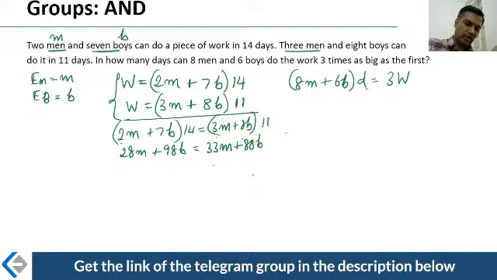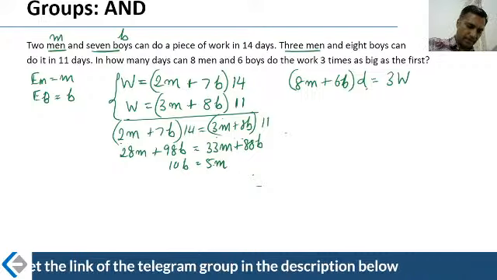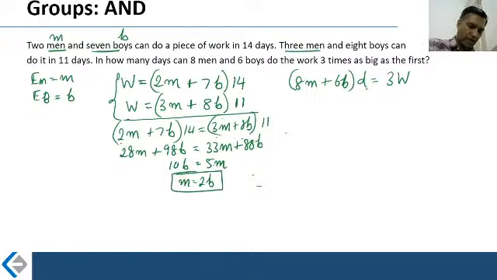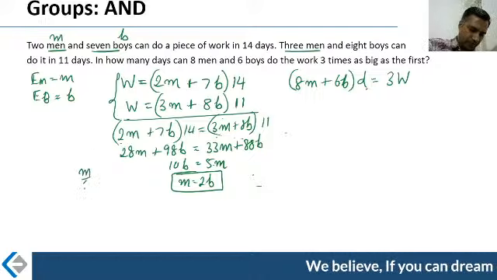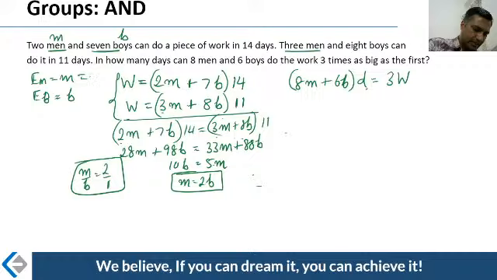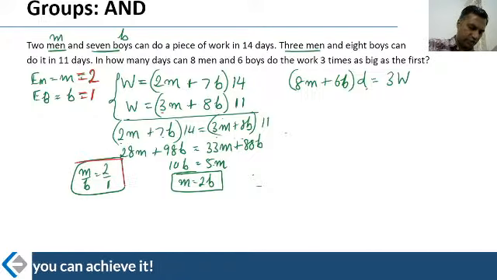Okay, group them together, all boys on one side, the men on the other side. You would say that 10b is equal to 5m. In other words, m is equal to 2 times b, or m by b is nothing but 2 by 1. If men can contribute 2 units per day, the boys can contribute 1 unit per day. That's the efficiency ratio.